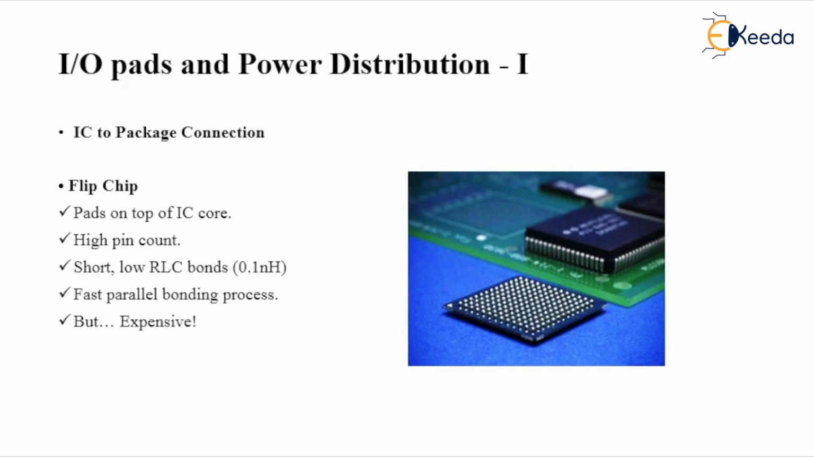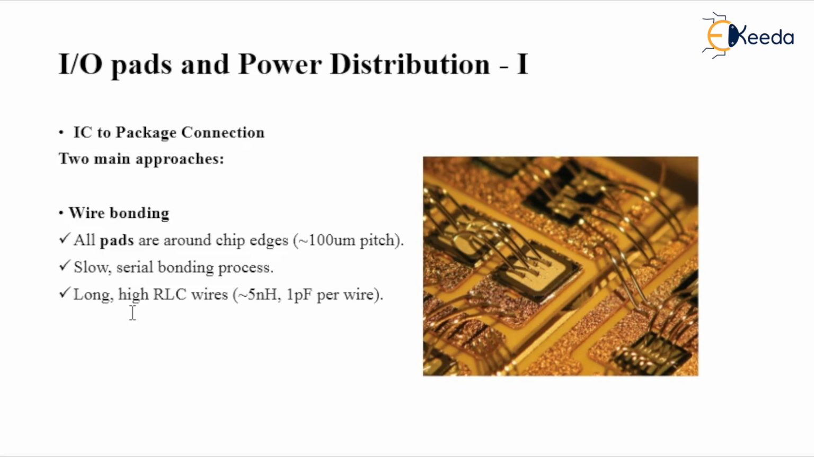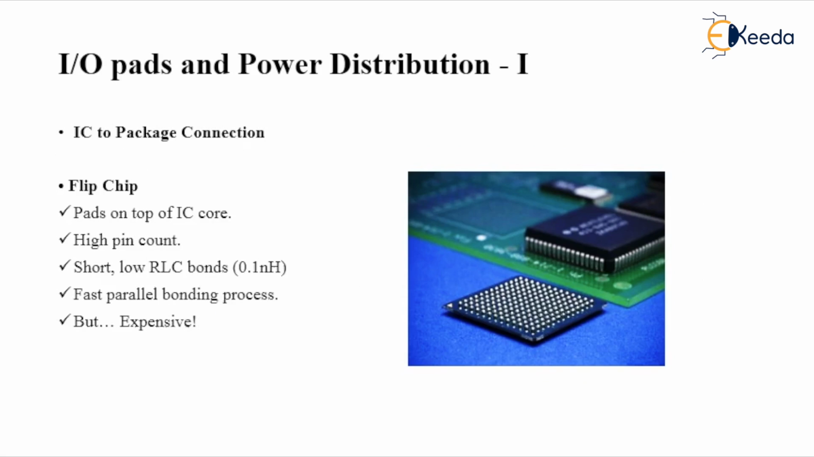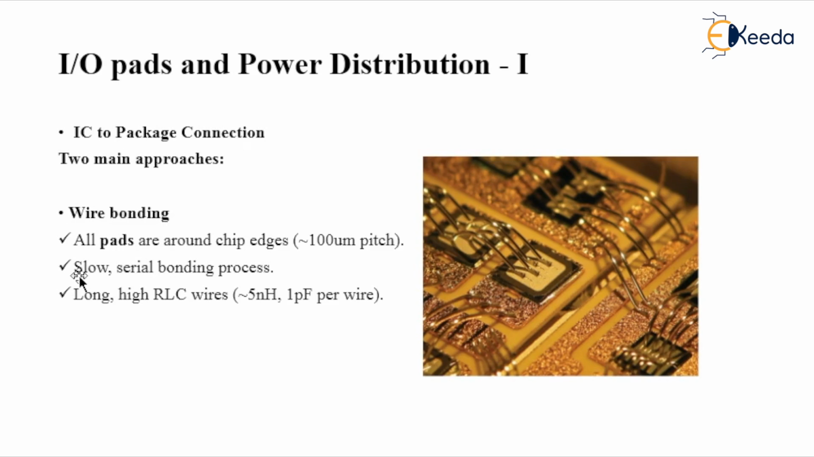Next, in the flip chip process, the pads will be on top of the integrated circuit core. Let us take an example: if this is a core, the pads will be at the top of the core, and it has a high pin count. It also has short, low RLC bonds. In wire bonding there are high values of RLC, but in the case of flip chip, the values of RLC are low compared to wire bonding.